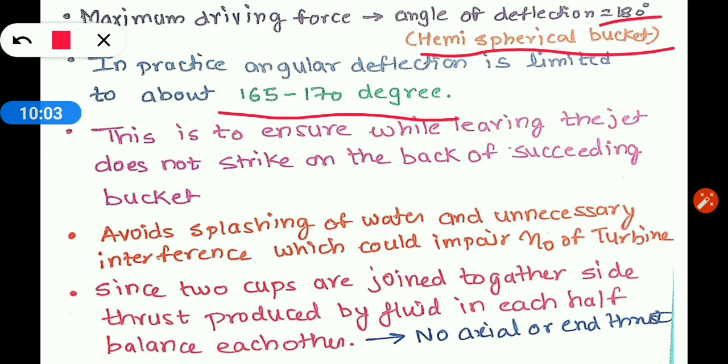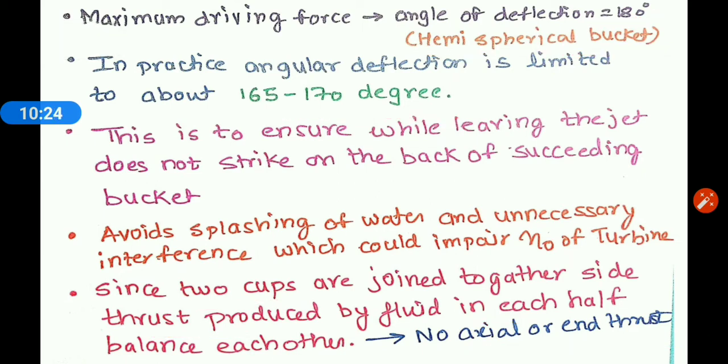Then another important thing: why are we using two cups? The two cups are joined together because we want to avoid the side thrust produced by the fluid. In each half they balance each other, so no axial thrust or end thrust is developed. Now why axial thrust is there, we'll see here.